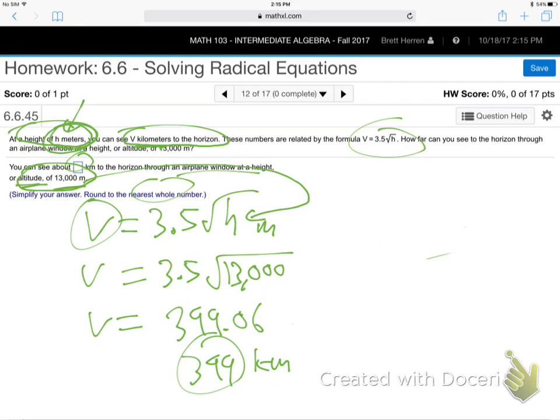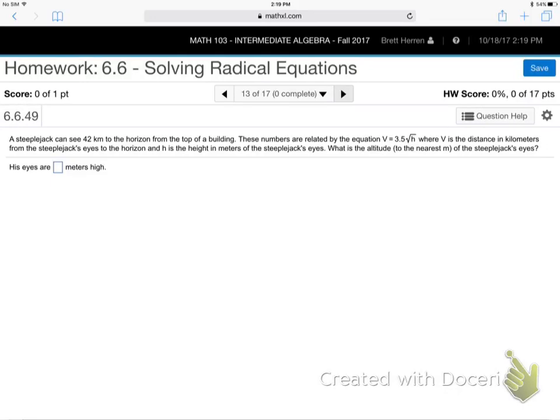Good with that? Much easier than those last ones. This next one will be a little more tricky. We'll have to do a little more work. It's not just hit the buttons. So same formula: V equals 3.5 square root of h.